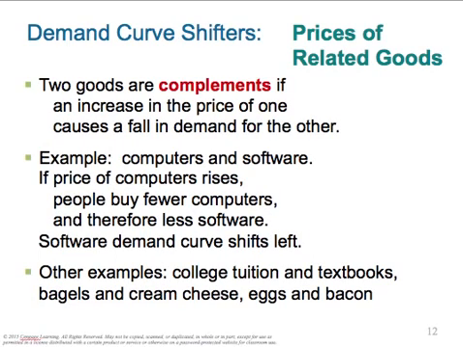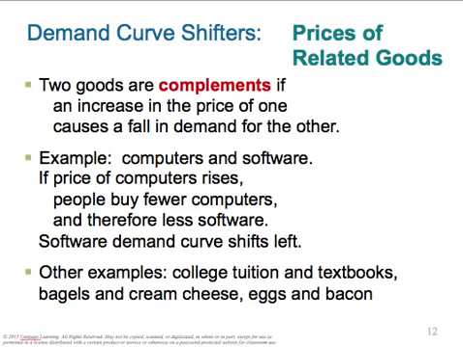If two goods are complements, an increase in the price of one causes a fall in the demand for the other. A good example is computers and software. The price of computers rises. People buy fewer computers, therefore they buy less software. You wouldn't buy software if you didn't have a computer. The software demand curve shifts to the left.